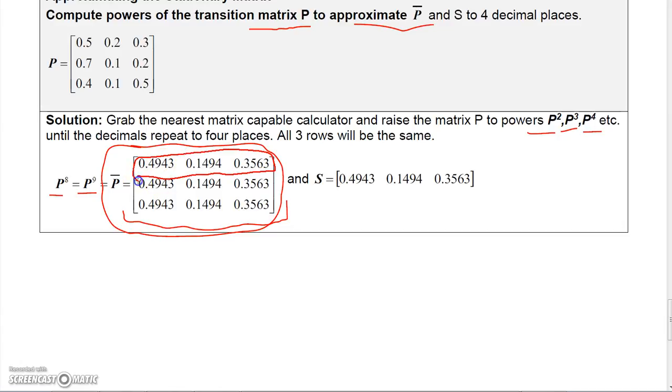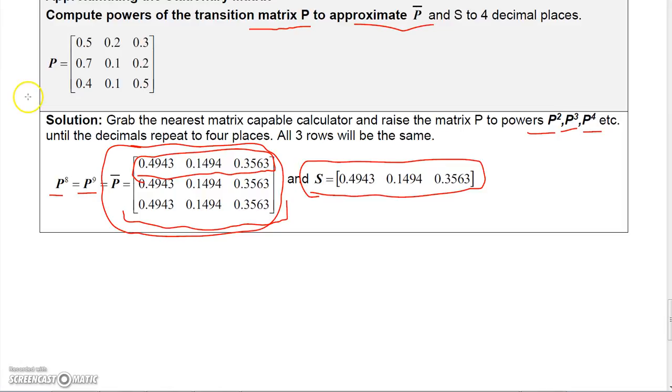All the rows are the same, so pick this row, and there's your matrix S. In other words, that's the matrix S such that SP equals S. And so again, in the long run, whatever this state is, we would expect 49% to reach that state, about 15% to reach this state, and about 36% to reach this state.